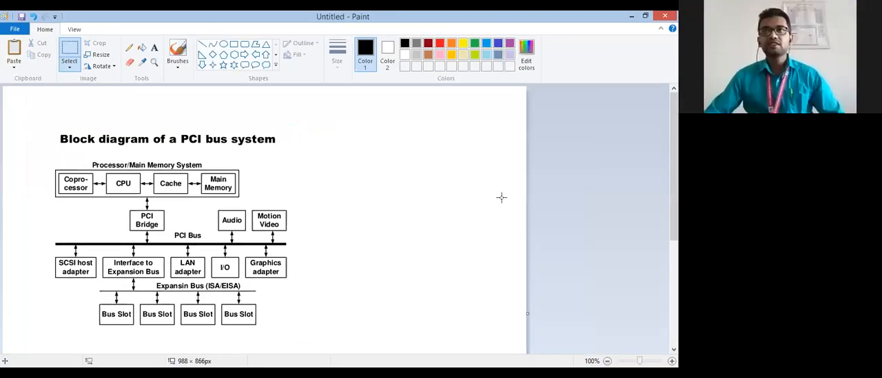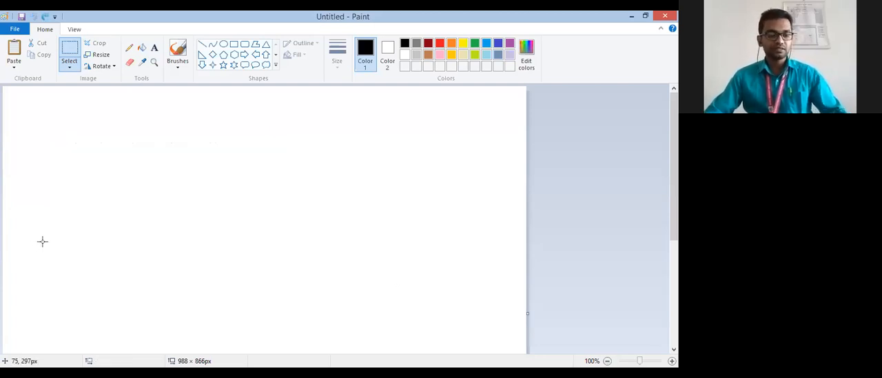As you can see here, this is the block diagram of the PCI bus system. This central line is nothing but your PCI bus. Whatever I have highlighted, this central line, is your PCI bus.